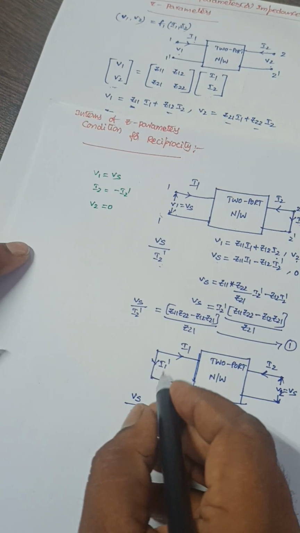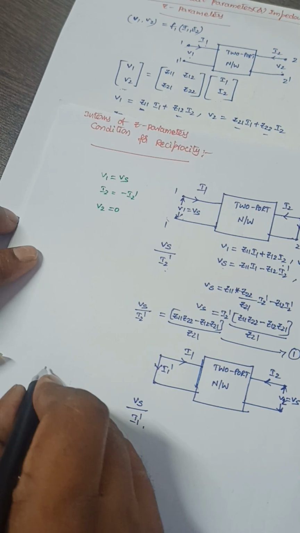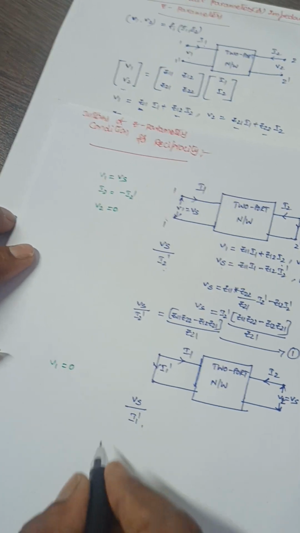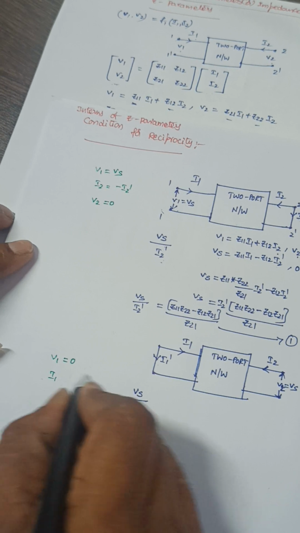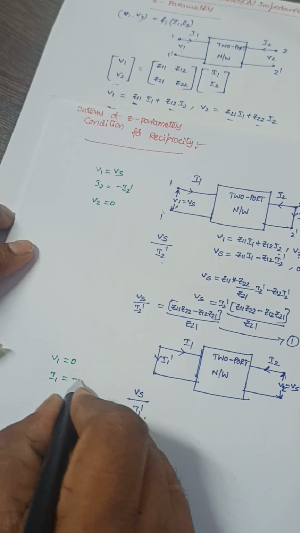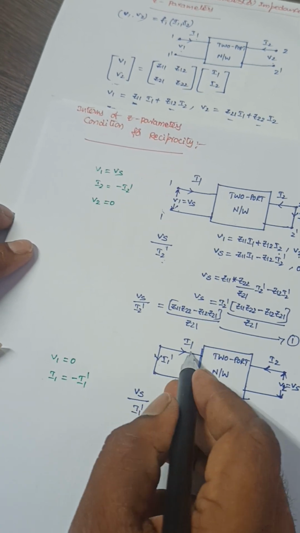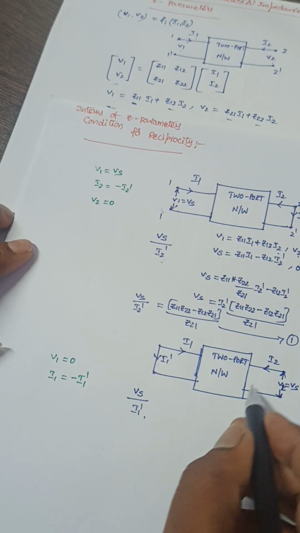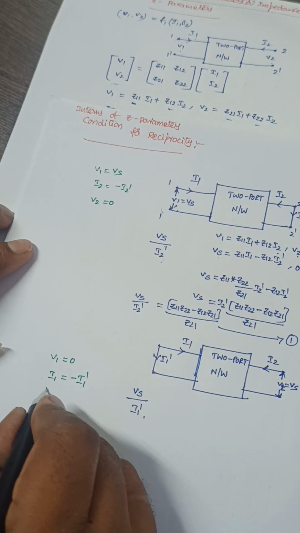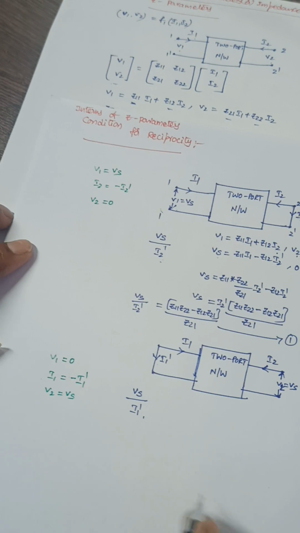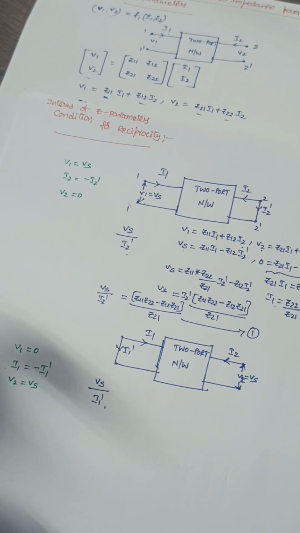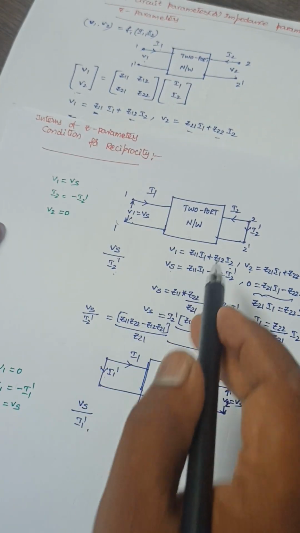V1 is short circuited, so V1 should be equal to 0, and I1 is equal to minus I1 dash, and this V2 is equal to Vs here. V2 is equal to Vs. Let us substitute these values in these equations.